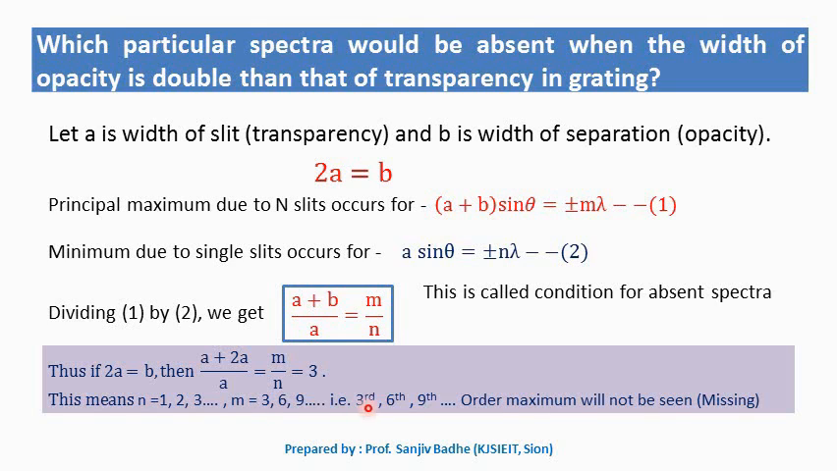Therefore, third, sixth, ninth order maximum will not be seen. These orders will be missing. So due to combined effect of n number of slits, these maxima are expected, but because minimum due to single slit also occurs at the same point, these maxima will be absent. This will not be seen.